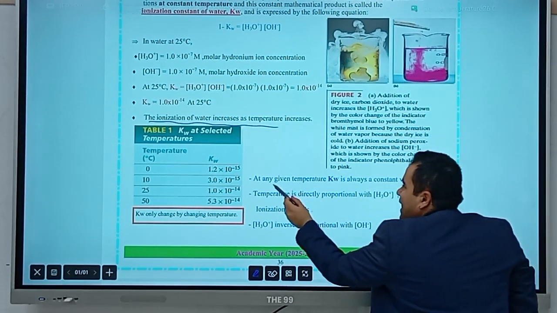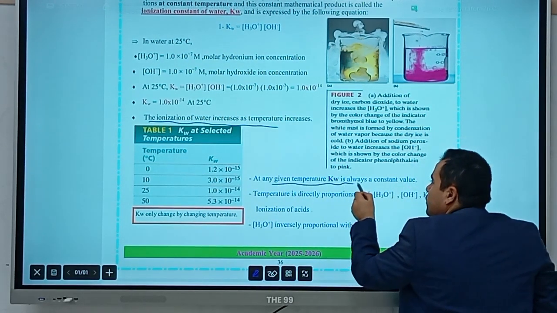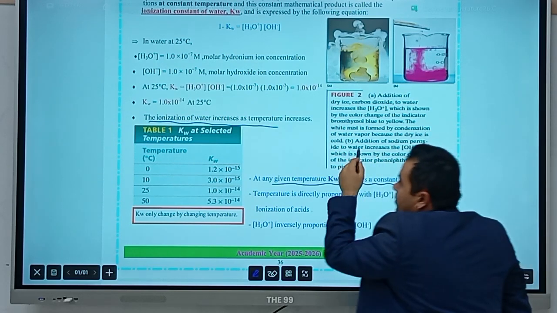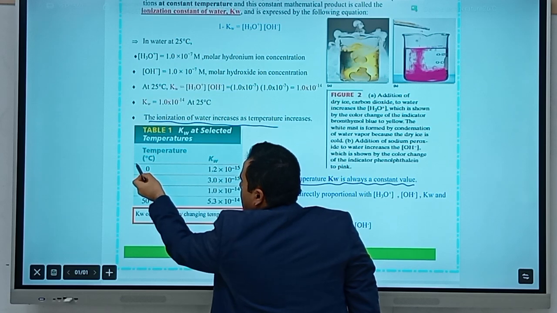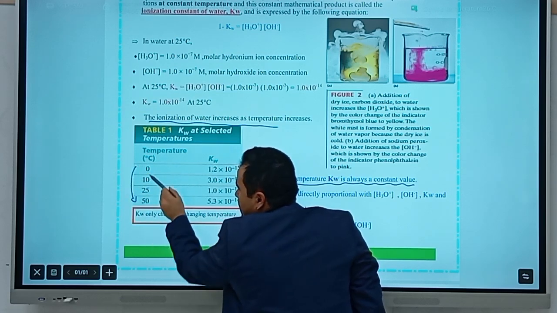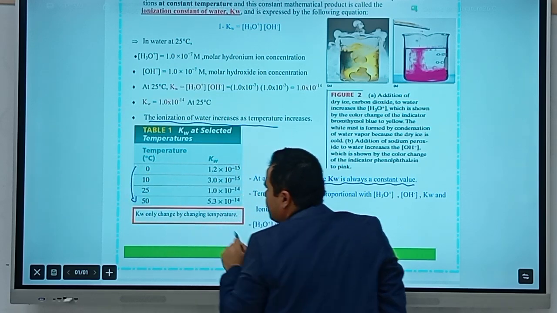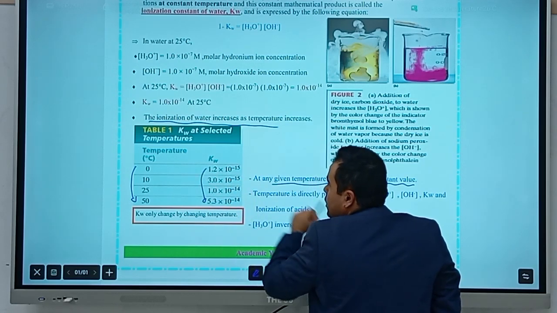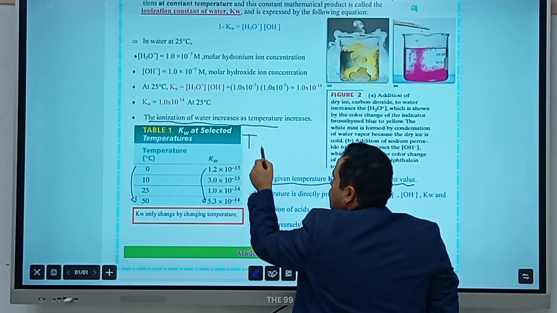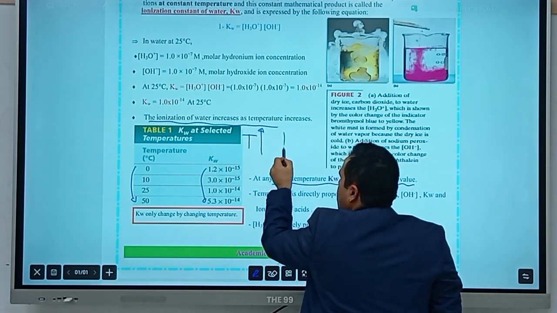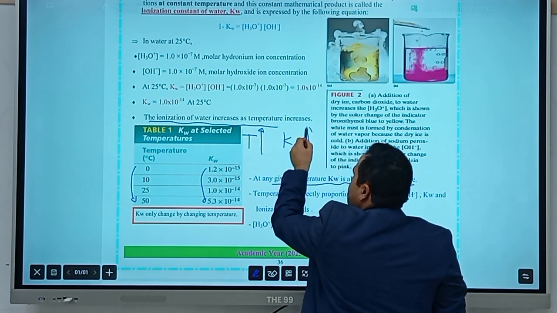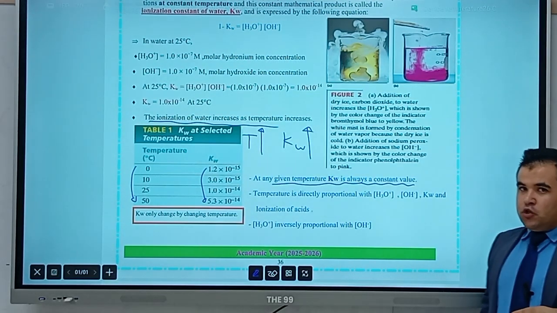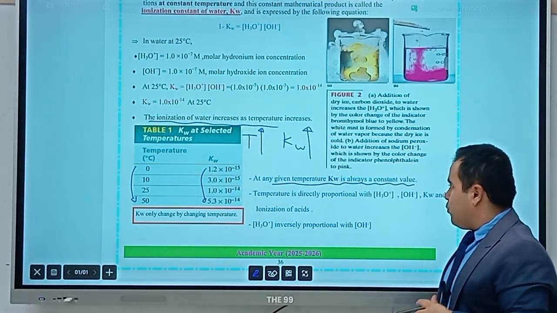The first one, at any given temperature, Kw is always a constant value. And from this table, as the temperature increases from 0 to 50, the Kw increases as well. So we can say the first relation is what? Kw increases with increasing temperature and changes with changing temperature, they are directly proportional.